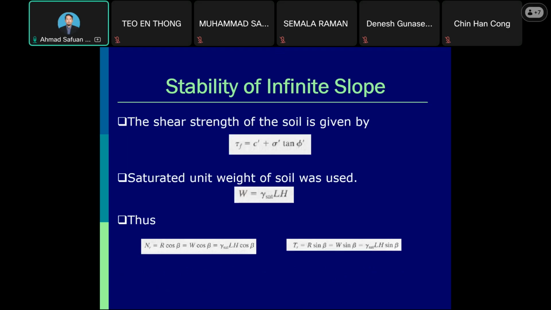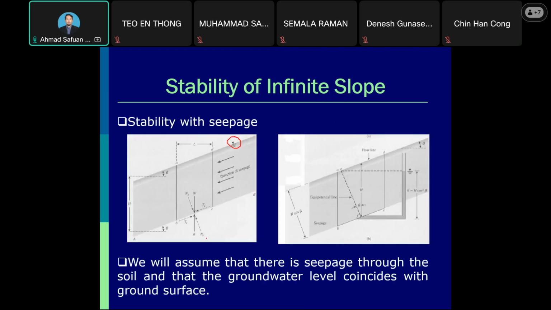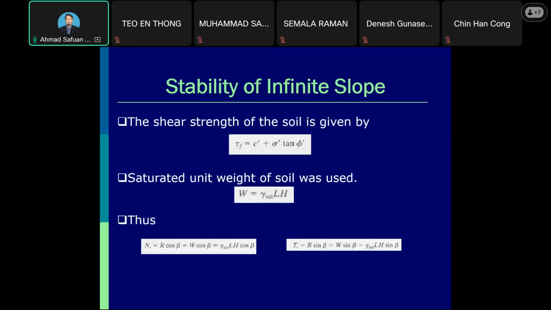The saturated unit weight of the soil may be used, because previously we used the bulk unit weight. So for this case, we use the saturated unit weight. Those are for the NR, and also for the TR: W cos beta is equal to gamma saturated L H cos beta, and W sin beta is equal to gamma sat L H sin beta.